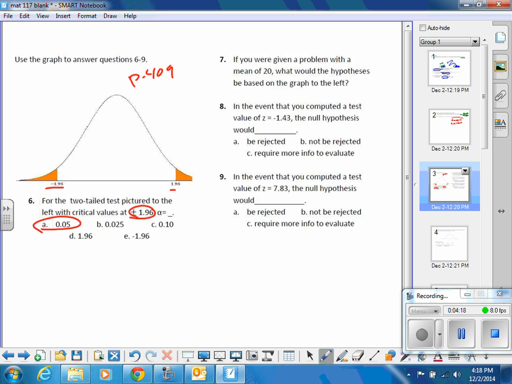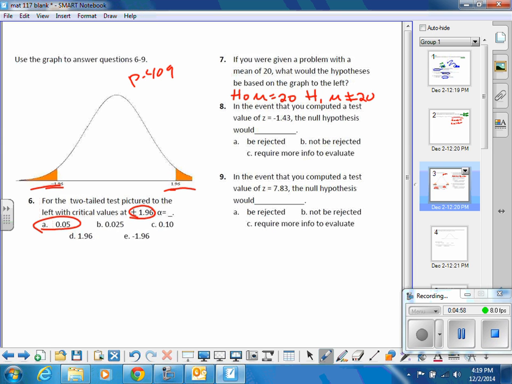Okay? Number 7 says, if you were given a problem with a mean of 20, what would the hypotheses be? Well, look here. This is a two-tailed graph. So if it's a two-tailed, it's going to be an equal and does not equal. Equal and does not equal are always the two-tailed graphs. Where it says one is equal and one is greater than, the greater than is going to be a right-tailed graph. And when it says equal to and less than, then that's going to be a left-tailed graph. Okay? Those are your three possibilities. So this one would be H naught: mu is equal to 20, H alternative: mu does not equal 20. Boom.